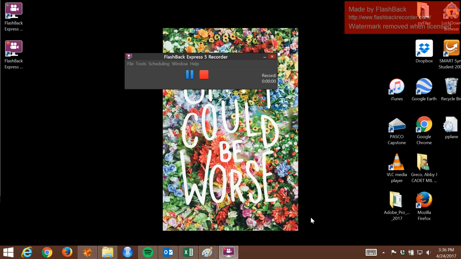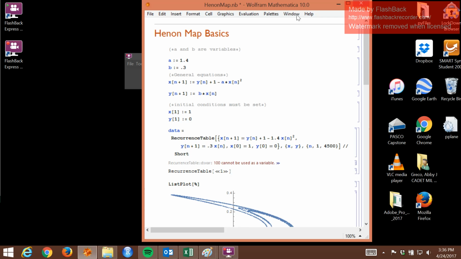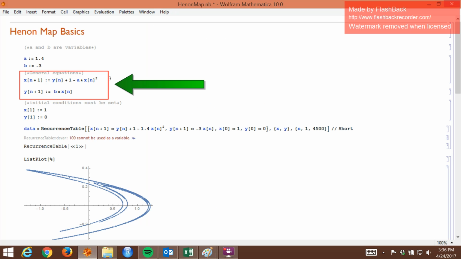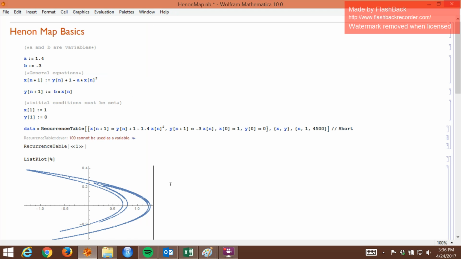So what is the Henon map? The Henon map is a simple two-dimensional invertible iterated map with quadratic nonlinearity and chaotic solutions called strange attractors. So these are the two formulas. You have x_(n+1) equals y_n plus 1 minus alpha times x_n squared, and y_(n+1) equals beta times x_n. So alpha and beta are our two parameters. For this graph, alpha is 1.4, beta is 0.3.